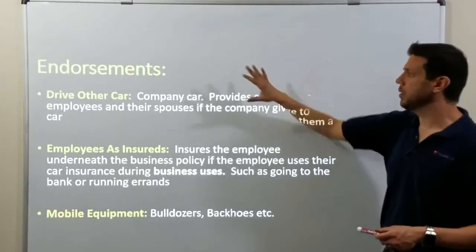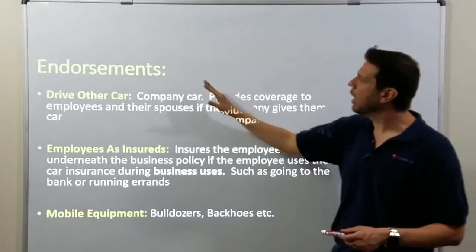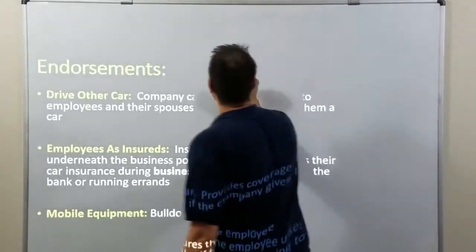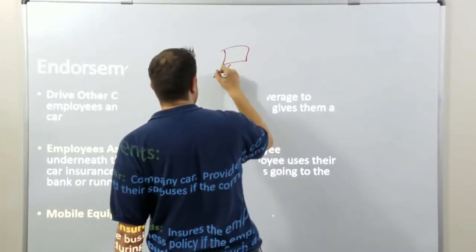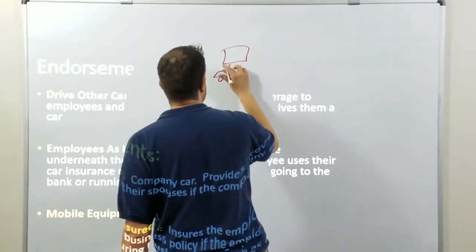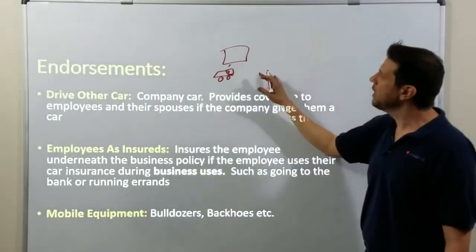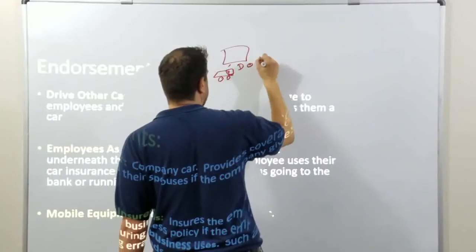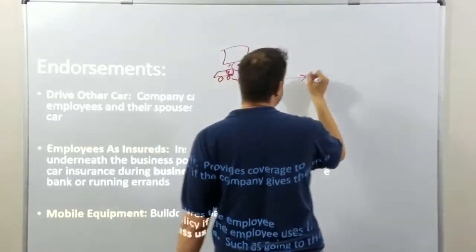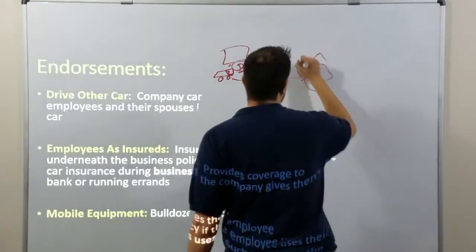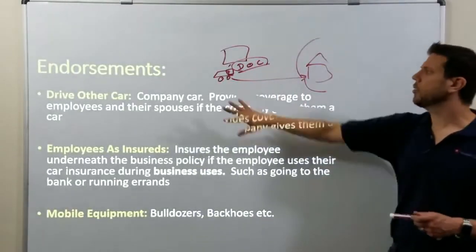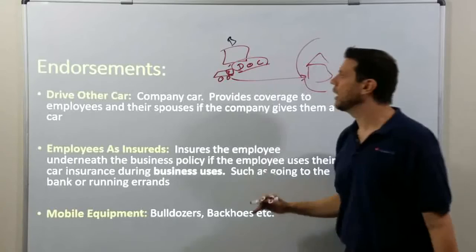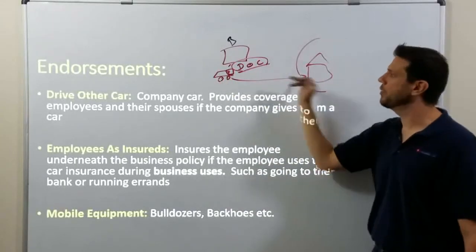Business auto has endorsements. The drive other car endorsement is if your company gives you a take-home vehicle. So that's like for pharmaceutical sales reps. If your company gives you a company car, they will endorse that under the drive other car coverage. That allows the employee to take the company car home and use it in personal use. The drive other car coverage is the type of insurance the business buys to allow the employee to take the car home and use it for personal use.